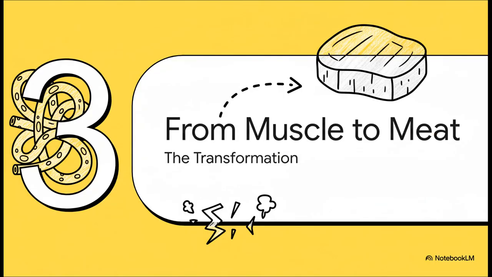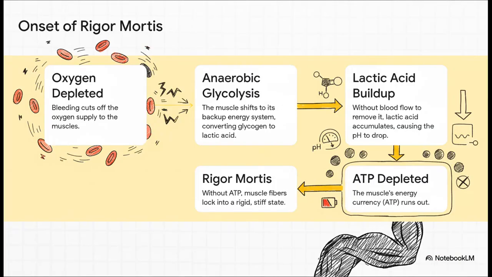Okay, so we've seen the incredible structure of a living, working muscle. But what happens at that moment when the muscle becomes meat? This is where a really dramatic post-mortem transformation kicks into gear. So after slaughter, this fascinating and completely irreversible chemical cascade just takes off. First, bleeding cuts off all the oxygen. The muscle freaks out and switches to this backup energy plan, but that creates lactic acid. Now, there's no blood flow to carry that acid away, so it just builds up, and the muscle's pH starts to plummet. And finally, the muscle's main energy source, a molecule called ATP, just completely runs out.